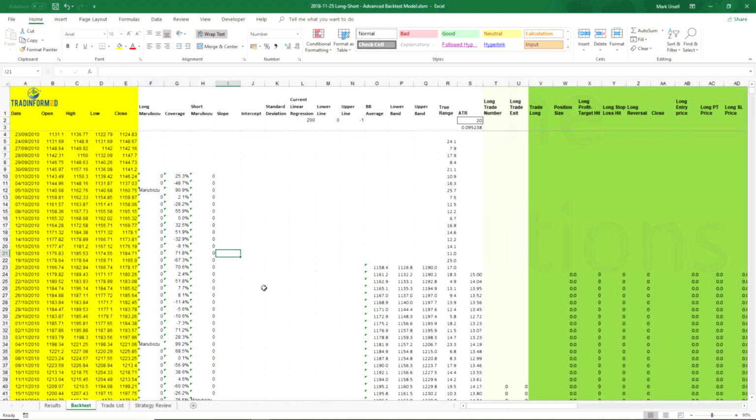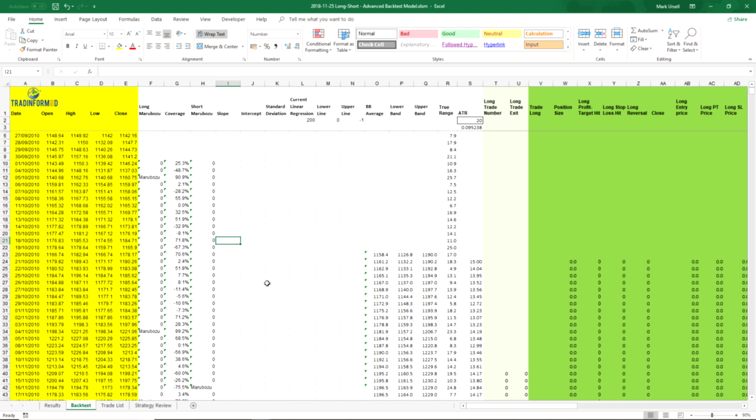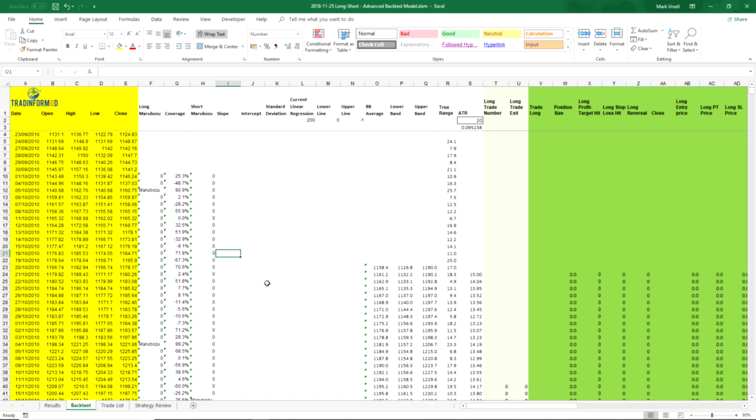Okay, so the next page to be aware of is the backtest page. Now this is where all the calculations take place. It may look complicated to start with, but there are a number of things that are quite easy to change on here. First of these, starting over on the left, is the underlying market. Now this is the historical data that is being used for the backtest, and it is quite easy to change this.